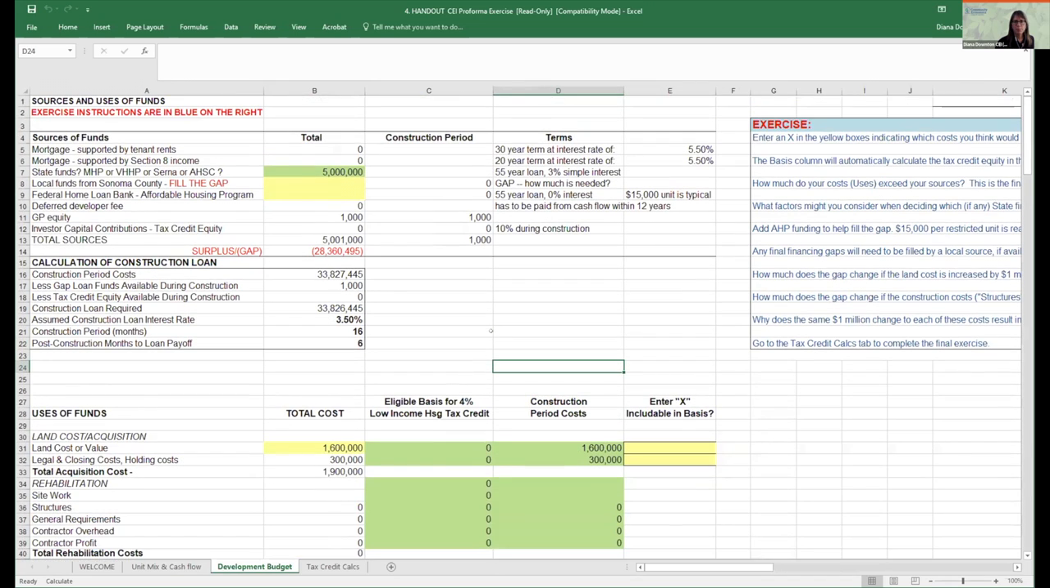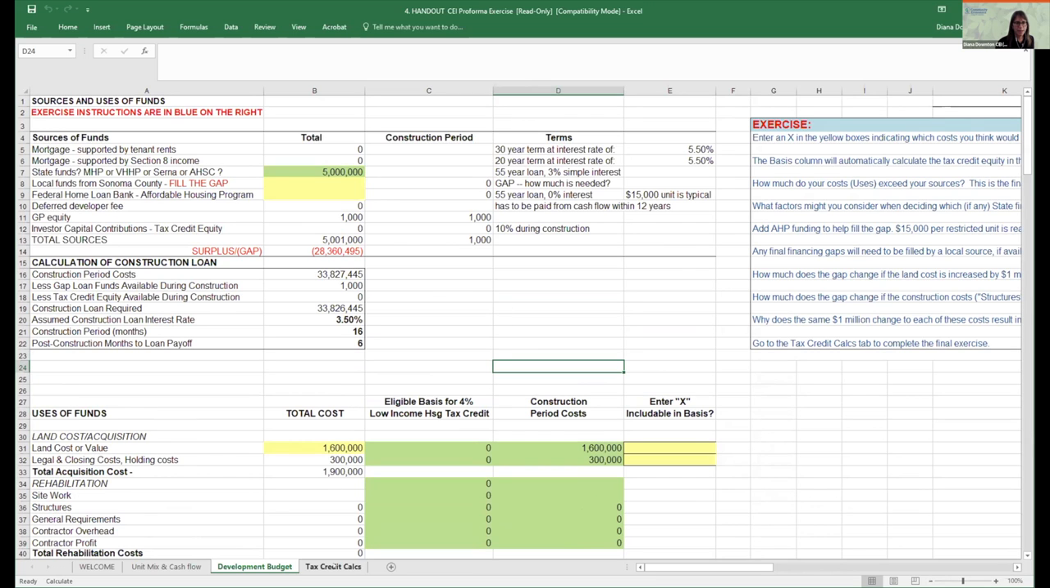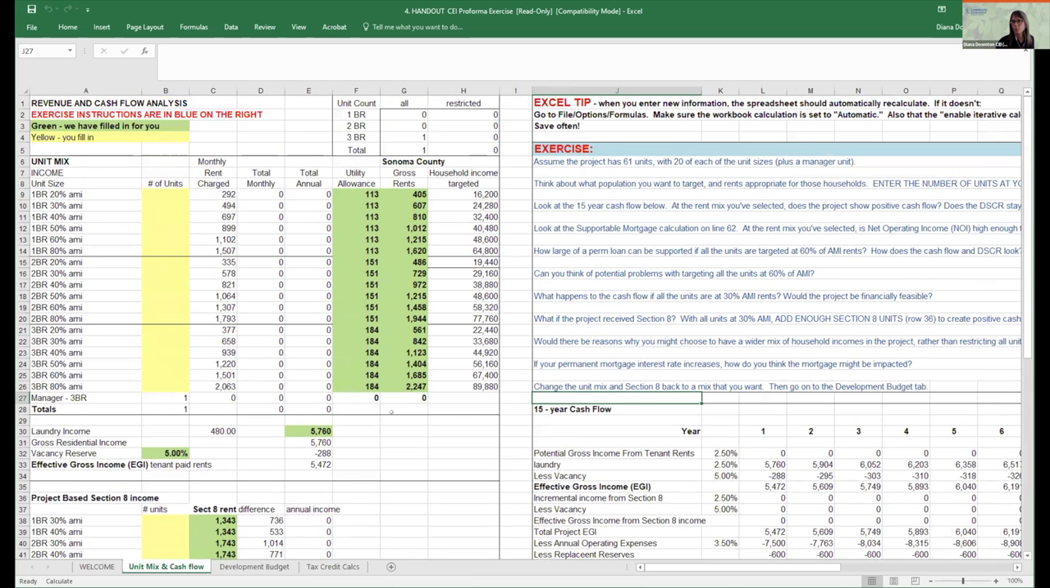And then in the development budget, similar setup, yellow areas for you to fill in. The exercise includes putting in what you think is an eligible basis, and that will automatically calculate your tax credit equity, which is on this tax credit calcs tab. There's not a lot to do on the tax credit calc tab, but it lays out that calculation for you. And you could even probably use this setup later to run numbers on a project. It's a very basic spreadsheet.